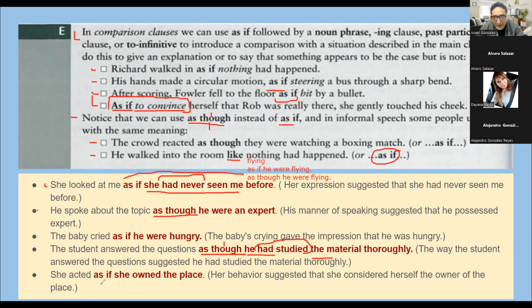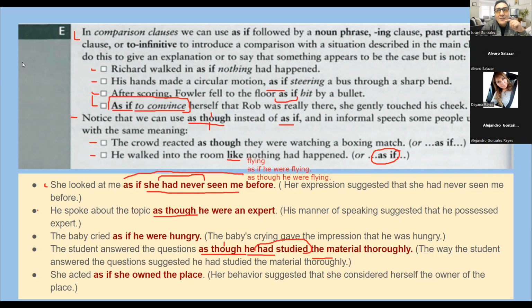Also, the last one, she acted as if she owned the place. You know that she didn't own the place, but that was her behavior. Okay? Well, now I want you to write some examples for me before we go to the exercise. I will give you some time to do it so that you don't get too pressured during the class. So first I will give you some time to think about your examples. I want you to try to write 4 examples at least.